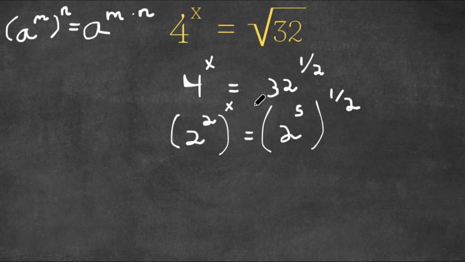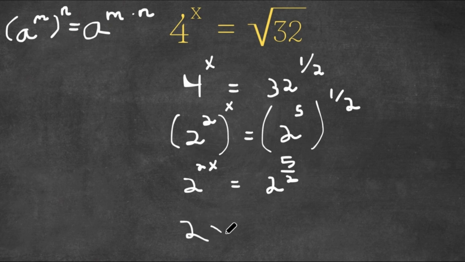So 2 squared to the power of x would equal 2 to the power of 2 times x, which is simply just 2x. Now this is equal to 2 to the power of 5 to the power of 1/2. This would equal 2 to the power of 5 times 1/2, which is simply just 5 over 2. Now, as you can see, we have the same bases. Both of the bases are 2 and 2. So now this means that the exponents here are the same as well, meaning 2x is equal to 5 over 2.